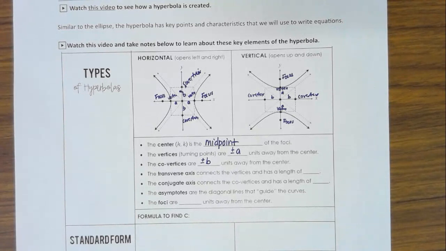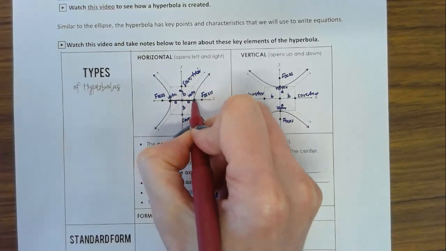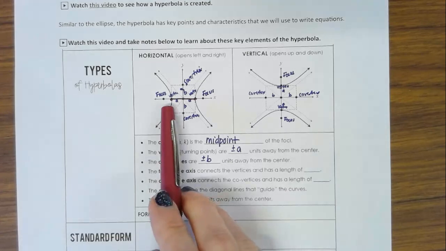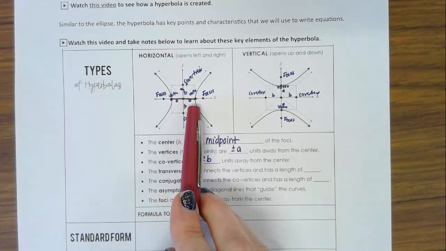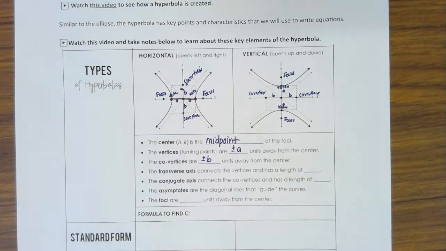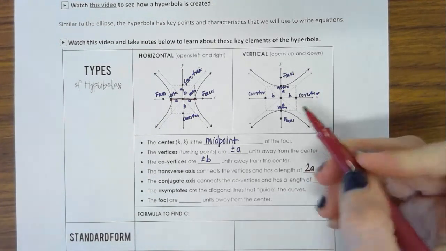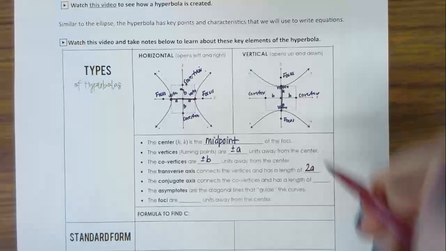So we're going to look from one vertex straight to the other vertex, and we're going to consider just that segment our transverse axis. And so if we're going from one vertex straight across to the other vertex, and each piece of that is A units, then I think it makes sense that our transverse axis would connect the vertices and have a length of 2A, whether it's going left and right or up and down like this guy right here.